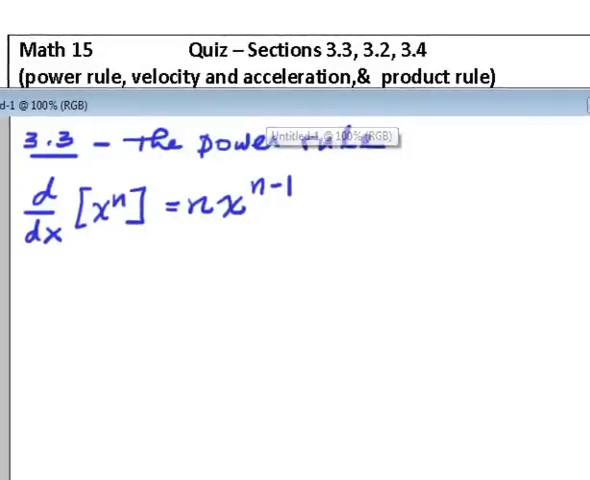We're starting our quiz review. All right, we're going to be doing a quiz today on sections 3.3, 3.2, and 3.4, covering the power rule, velocity and acceleration, and the product rule for differentiation.